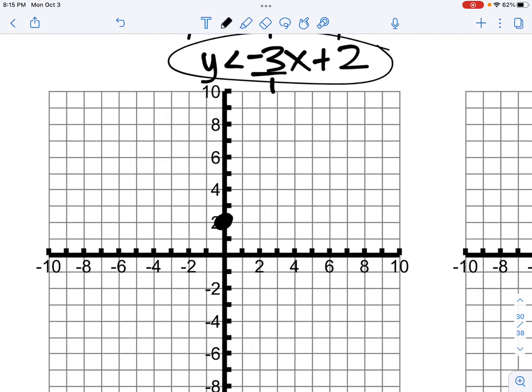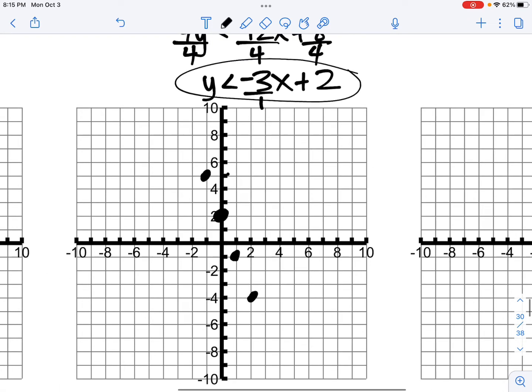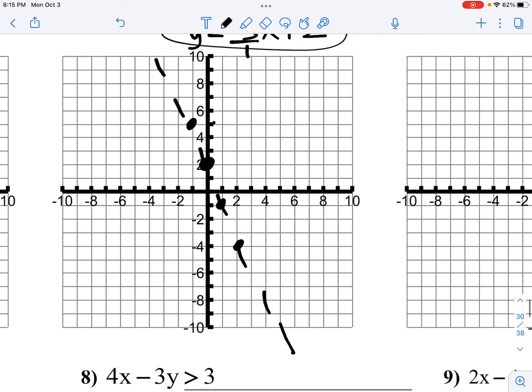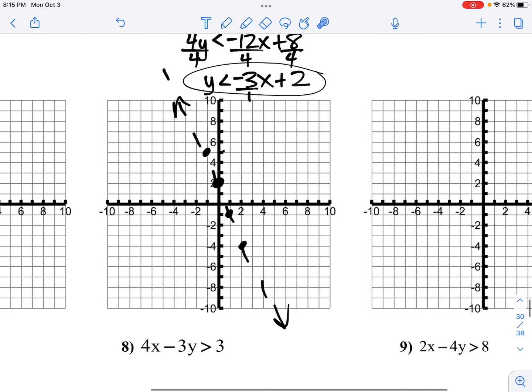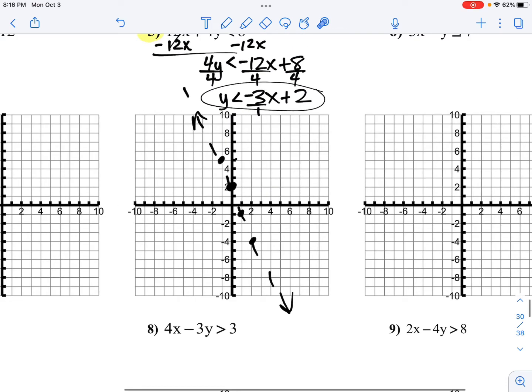Our slope is going to be negative in this case. So go down 3, right 1, down 3, right 1. You could also go up 3, left 1. And again, I'm just choosing all the dotted lines for this, I guess. I'm going to make this a dotted line because it does not have the equal bar with it. And again, in math, when it's pointing to the left, that means underneath or less than or smaller. And so when I'm shading down, I'm going this way. This way is down.